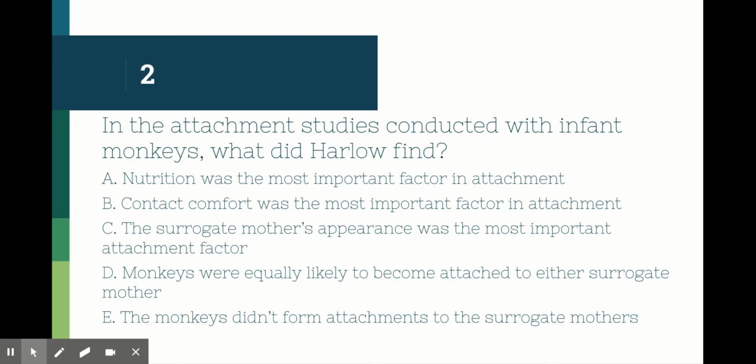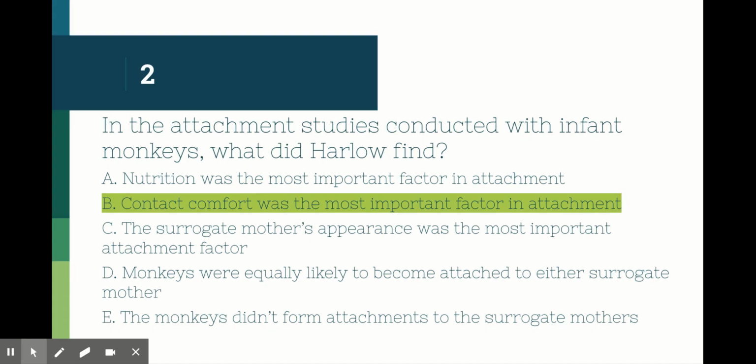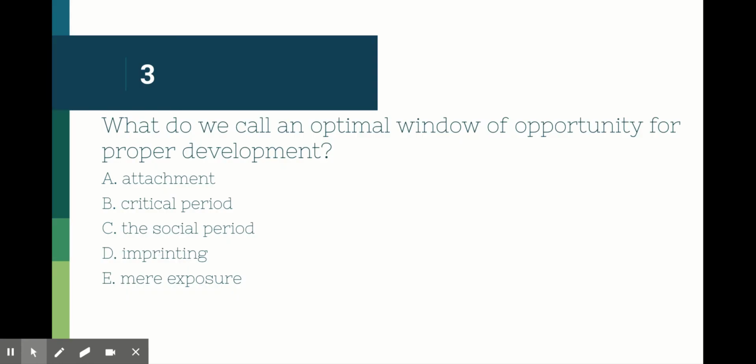Number two, in the attachment studies conducted with infant monkeys, what did Harlow find? Go ahead and choose. The correct answer is B, contact comfort was the most important factor in attachment. Number three, what do we call an optimal window of opportunity for proper development? Go ahead and choose. The correct answer is B, critical period.